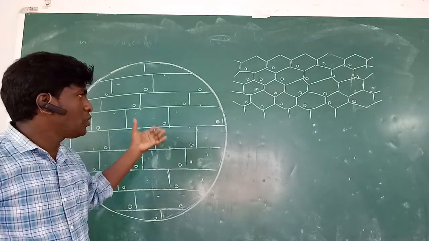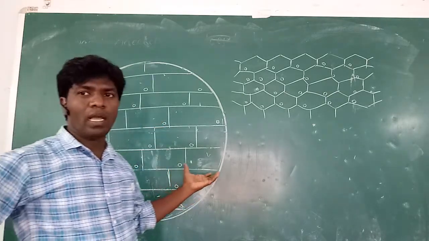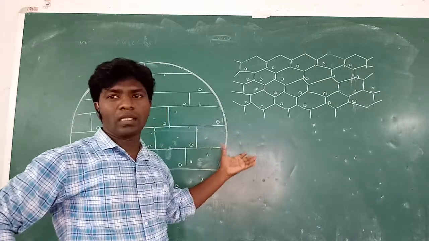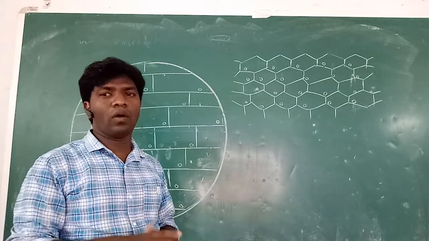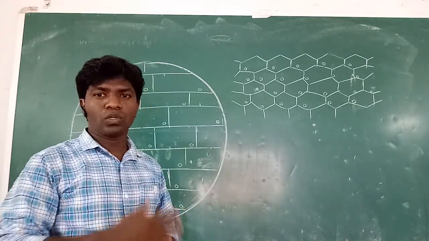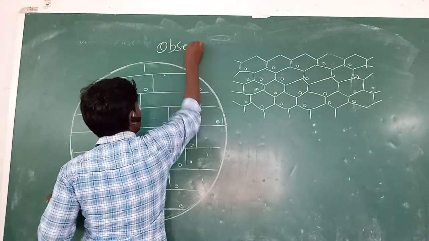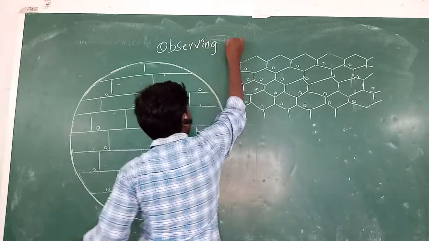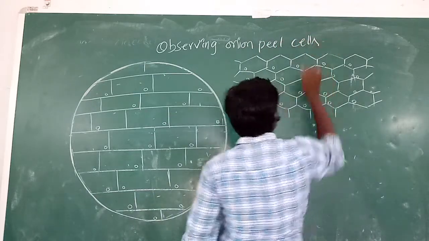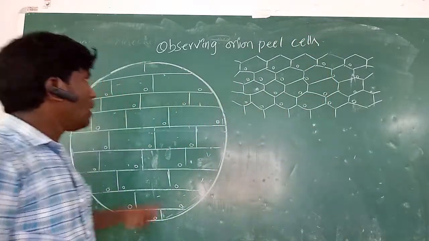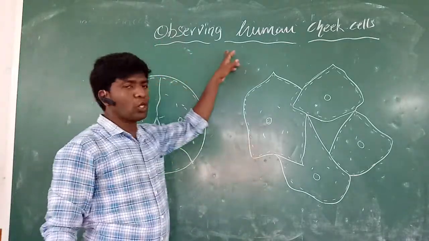I observed these onion peels under the microscope, and the structures appear like this. While you are observing under the microscope, draw the figure of what you have observed. This is observing onion peel cells. Next, observing human cheek cells.